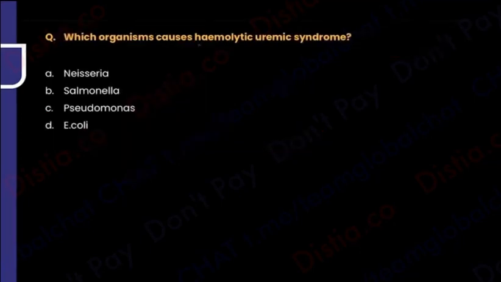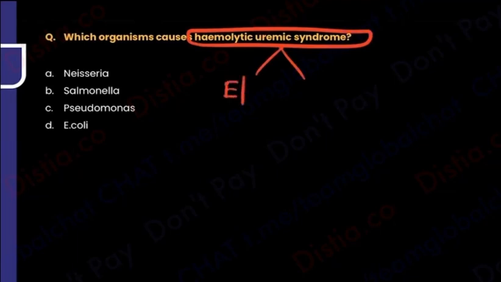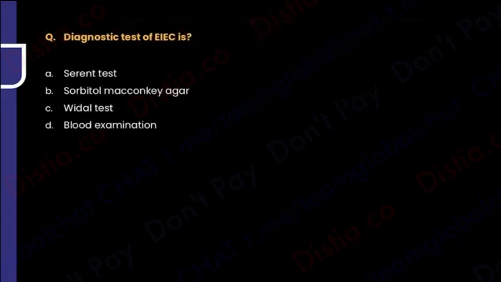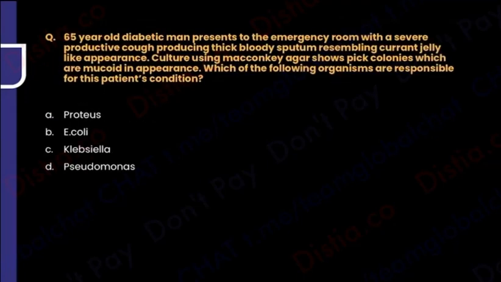Which organism causes hemolytic uremic syndrome? Even if I don't read the options, there are two organisms, enterohemorrhagic E. coli and Shigella. They've not even asked me the details, they've just asked me E. coli over here. So that is very, very simple. Coming on to the next one. Diagnostic test of enteroinvasive E. coli. Invasive, it's of course going to be enteroinvasive E. coli, Sereny test. That is how we had written it. Sereny test is for enteroinvasive E. coli. Coming on to the next question.